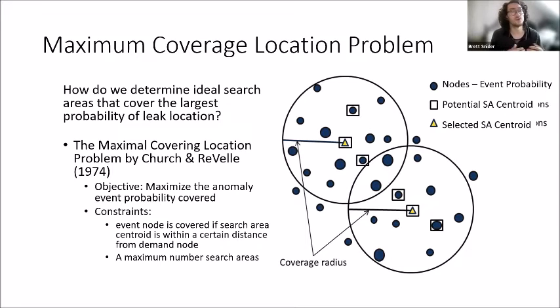Here we can use a machine learning classifier to predict the probability of the event occurring at each node within the water distribution system, and then apply the maximum coverage location problem algorithm to identify the ideal search area. The maximum coverage location problem has been around for a very long time. It was invented by Church and ReVelle in 1974, but it has gained a lot more attention in recent years because of advances in geographical databases and coverage searches.